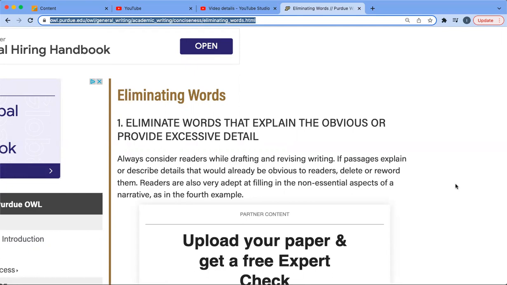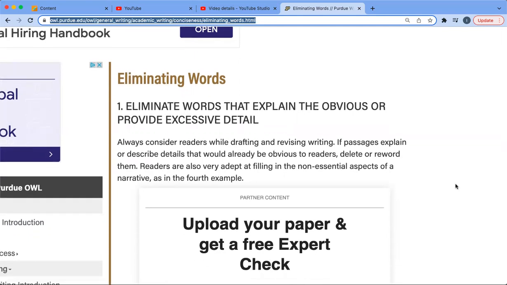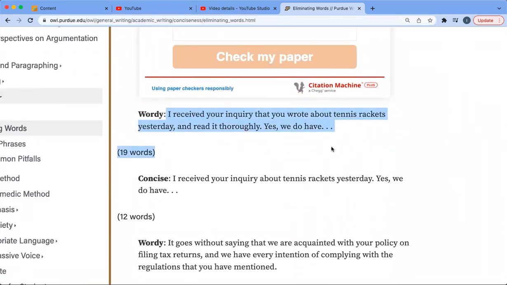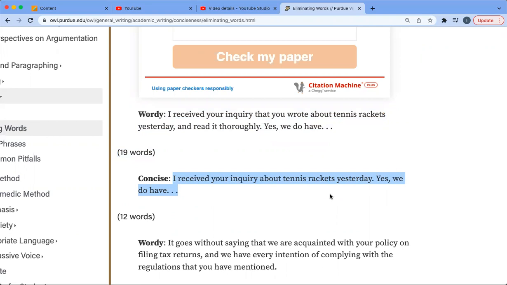Eliminate words that explain the obvious. At times I realize that students at colleges and universities keep writing everything somewhat redundantly. You don't need excessive details. If you have a sentence like this: I received your inquiry that you wrote. It is obvious when you receive something as an email that someone wrote it beforehand. So you don't need to express the obvious that you wrote. That phrase can be eliminated, and instead of 19 words, you can have 12 words, which is concise.